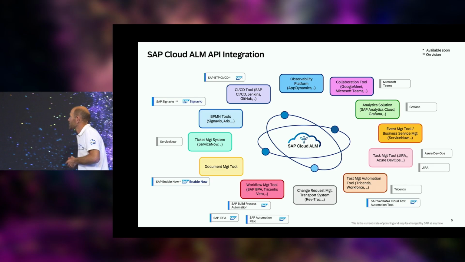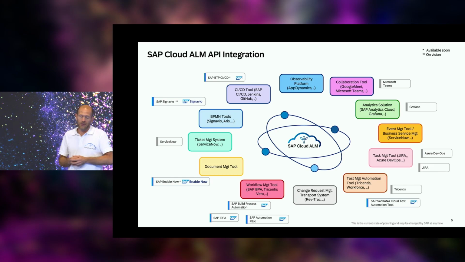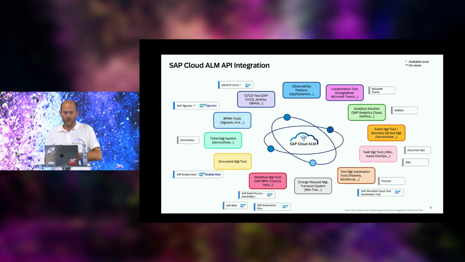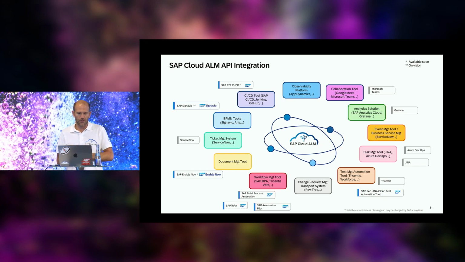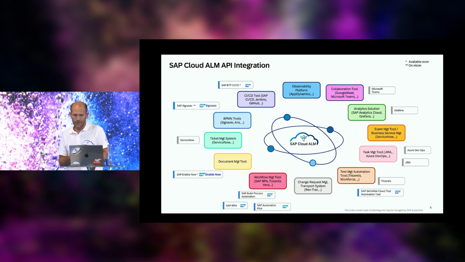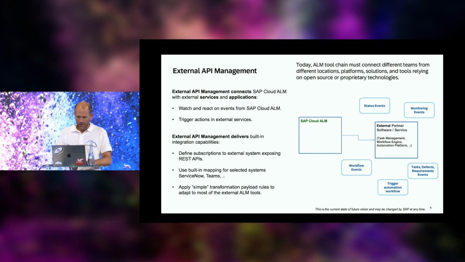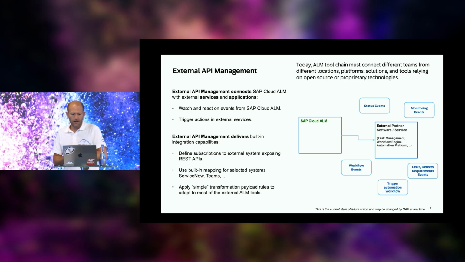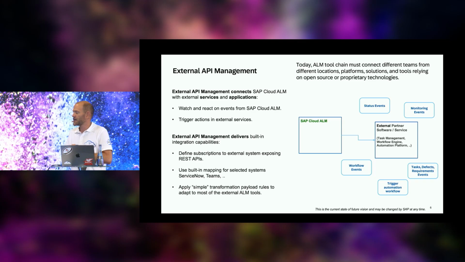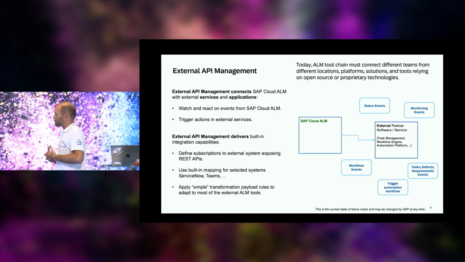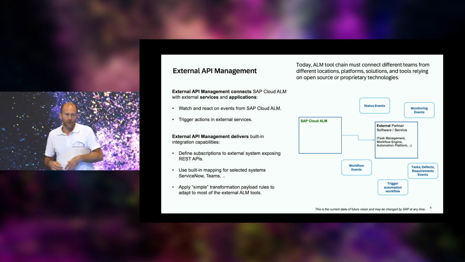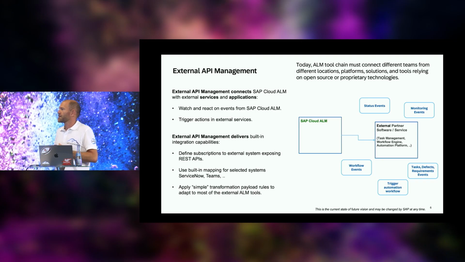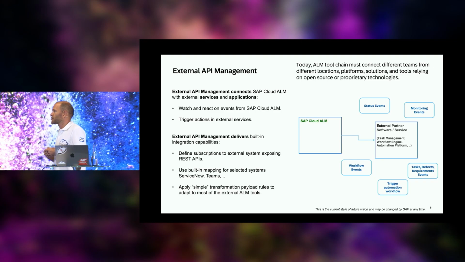For instance, we have predefined content to integrate with Microsoft Teams, with Grafana for the analytics, with Tricentis, of course, for the test management, with SAP Build Process Automation for the workflow management, with ServiceNow for the ticketing systems. So how does it work? We have a cockpit in SAP Cloud ALM. Its name is External API Management. It's an application, and thanks to this application, we are able to watch and react on SAP Cloud ALM events and to trigger actions on external systems.